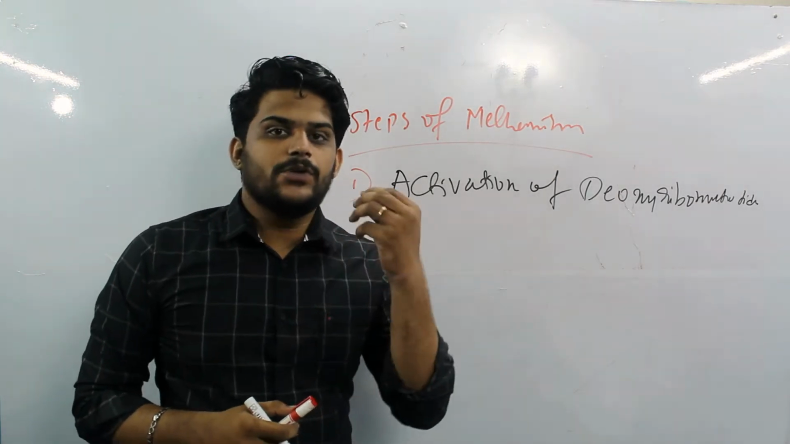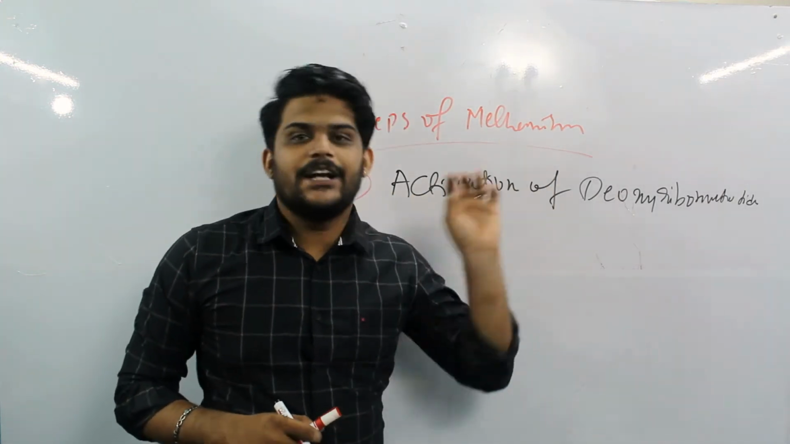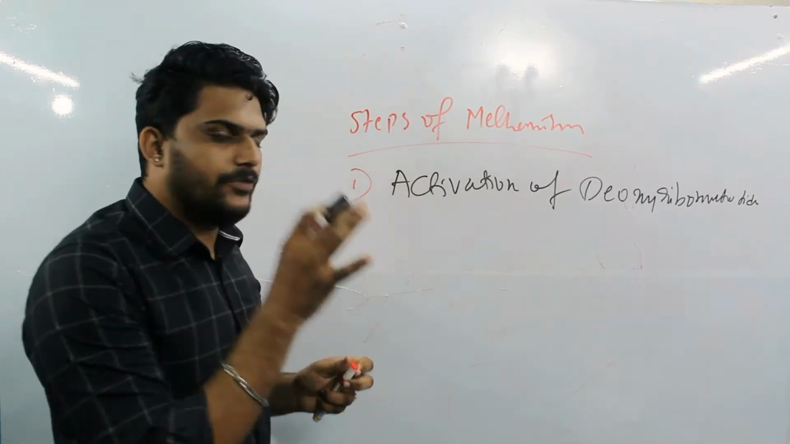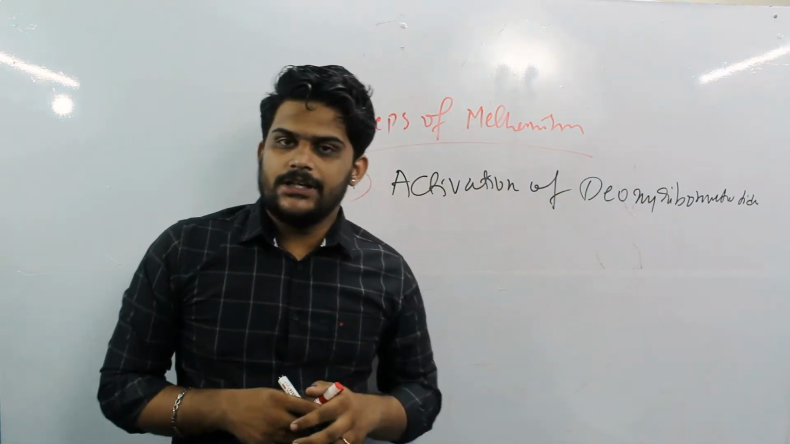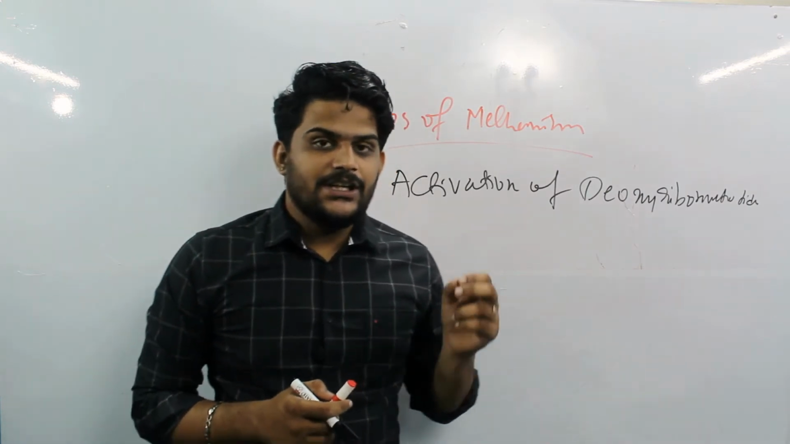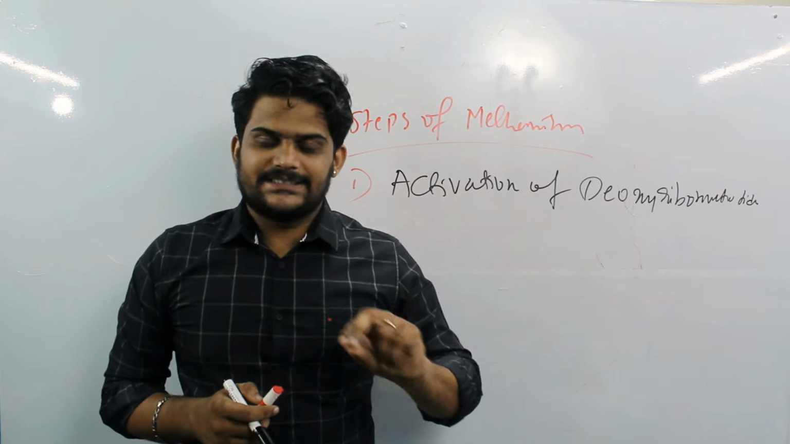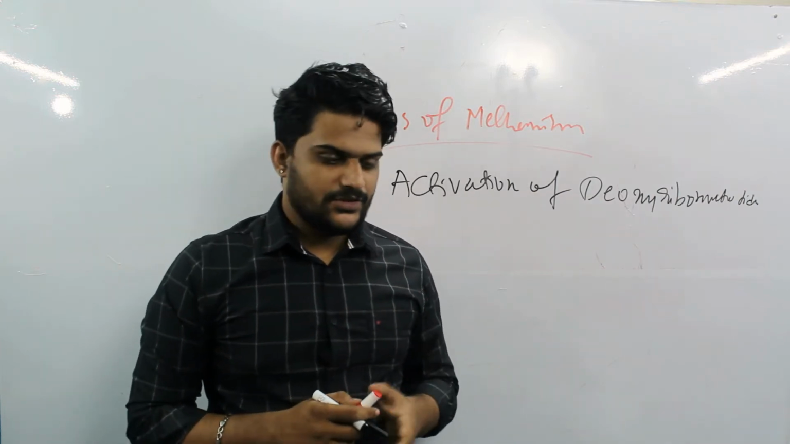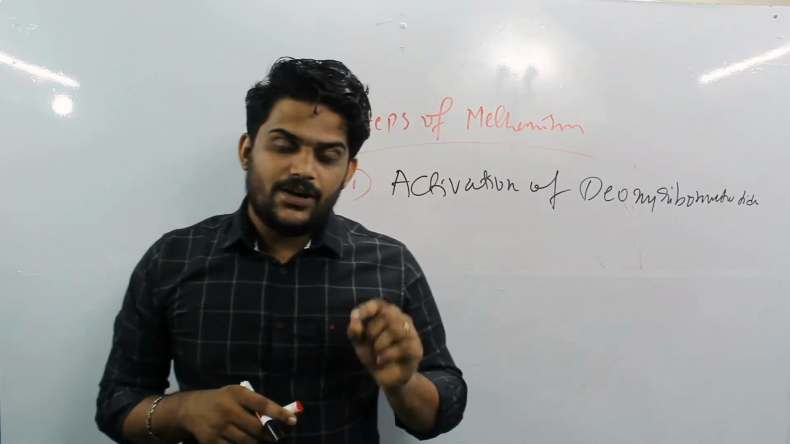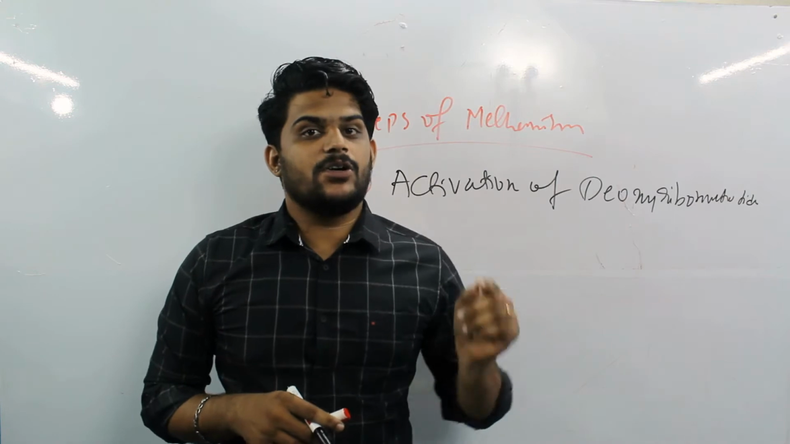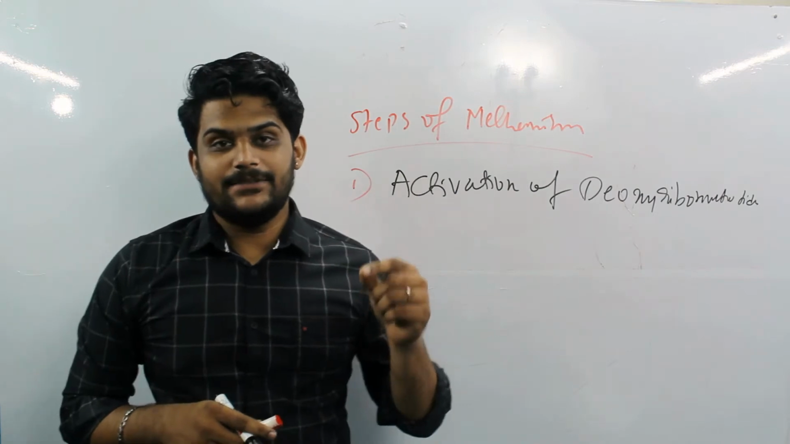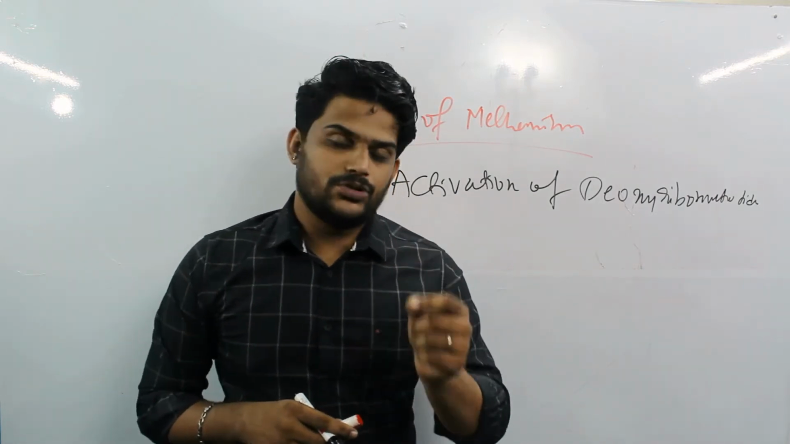If you haven't seen that video, please click over here and you will definitely view the last video. So there are 4 different types of deoxyribonucleotides, and those are adenine, guanine, cytosine, and thymine. They are mainly known in the form of deoxyadenosine monophosphate, deoxyguanosine monophosphate, deoxythymidine monophosphate, and deoxycytidine monophosphate.